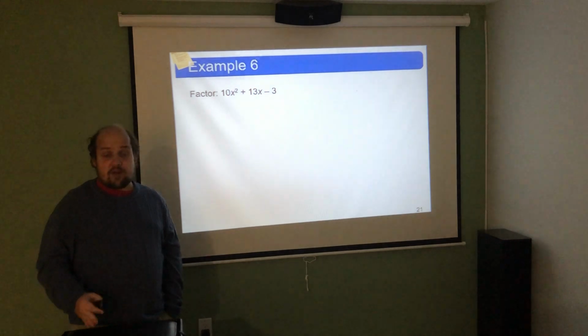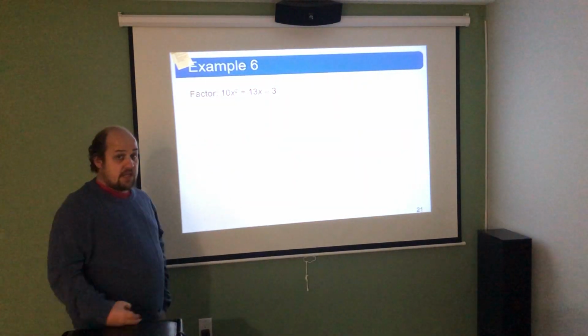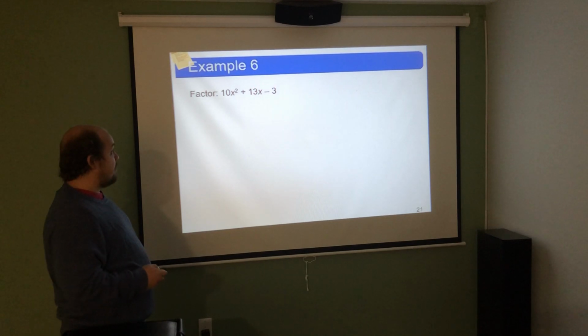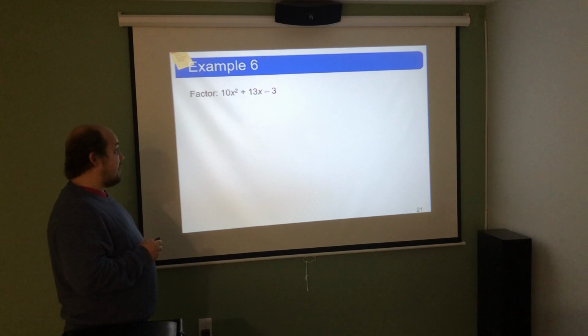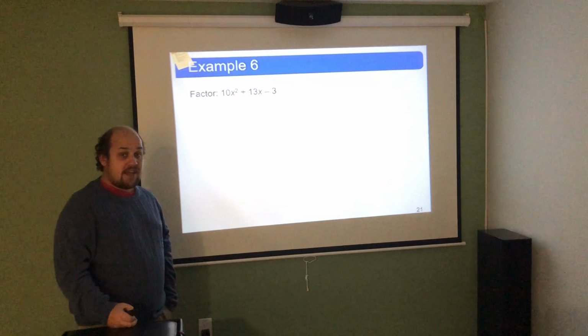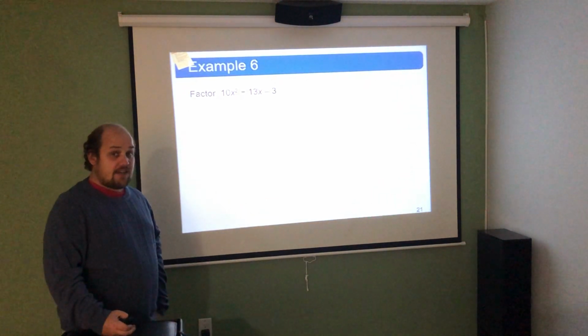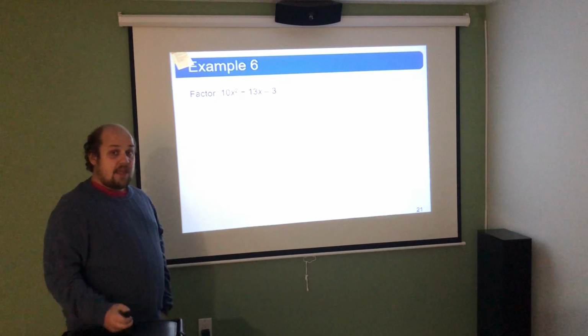It is, so I don't need to factor out a negative 1. Next thing I'm going to check is if anything divides evenly into all three numbers. In this case, both 13 and 3 are prime, so nothing's going to divide in evenly. I now know that it's time for me to create my cross and define my factor by grouping answers for the two middle terms.